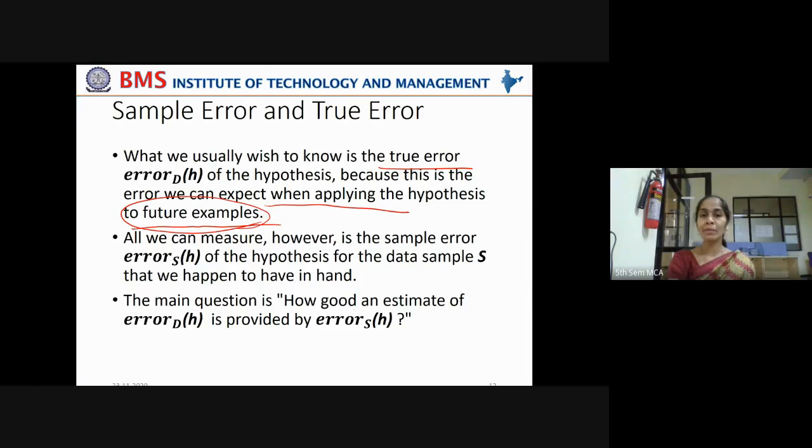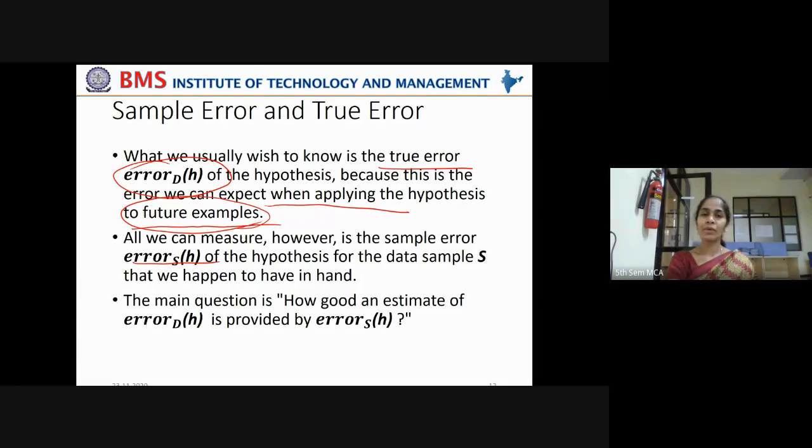Got it? All we can measure, however, is the sample error. But is this under our control? Measuring true error is not under our control. For this sample, this hypothesis is true. For a different sample drawn from the same distribution, yes, this may be working correctly. This hypothesis is true for this sample also. But can you guarantee that the hypothesis works for a third sample with the same accuracy? No, there is always a chance. That is why we call it an approximation problem. Approximation means you are estimating, you are guessing something, and guessing is not 100% true.